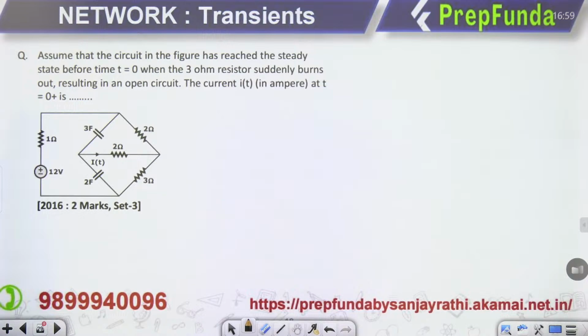That is the last question. Assume that the circuit in the figure has reached the steady state before the time t equal to 0, when the 3 ohm resistor suddenly burns out. The 3 ohm resistor suddenly burns out, resulting in an open circuit. The current IT in ampere at 0 positive is. This was a 2016 2 mark question, set 3.